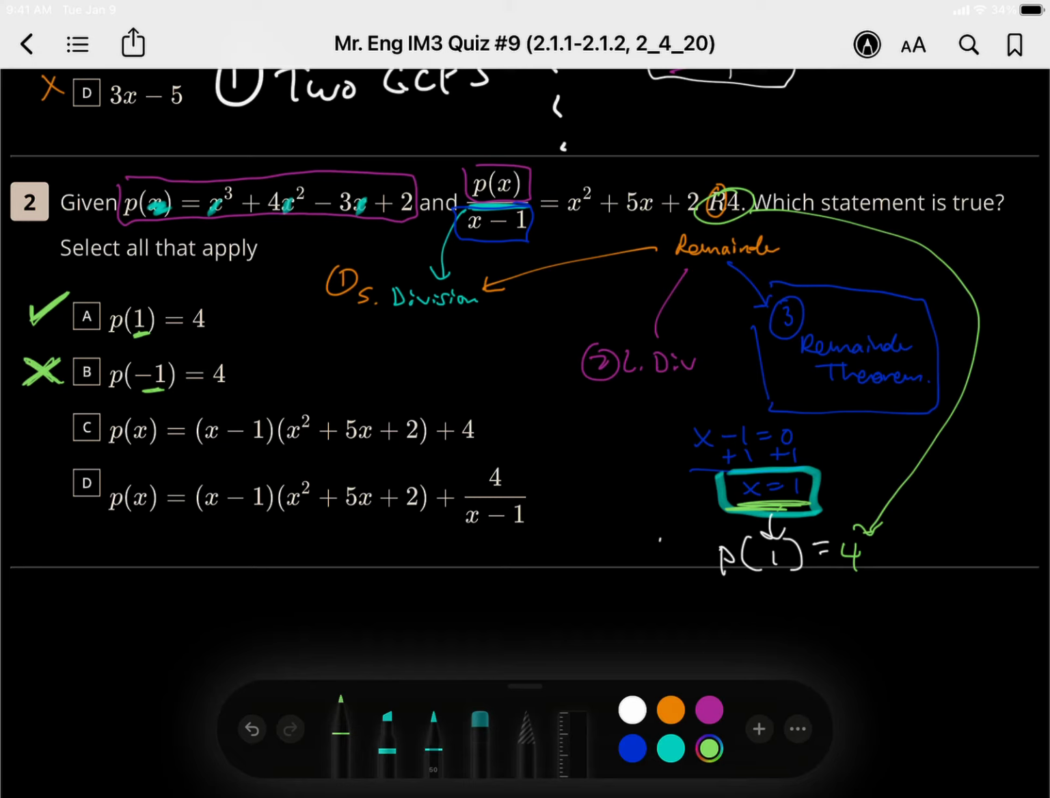Okay, so parts C and D. Now it does say select all that apply. And if you look at C and D, they both are showing us how the divisor times the quotient plus the remainder equals the dividend.